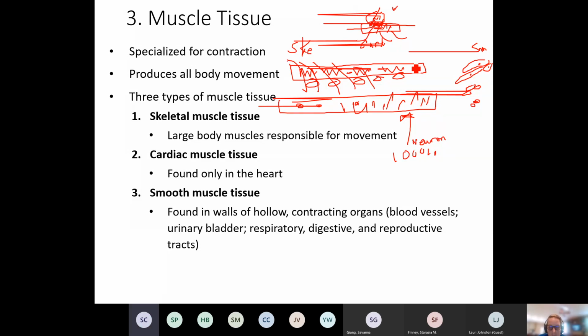Okay. Cardiac cells are not going to be able to divide and multiply like skeletal muscle. And that, again, is one of the reasons why if you have a heart attack, if you have blocked arteries and cardiac cells start to die, you can't grow new cells in their place.